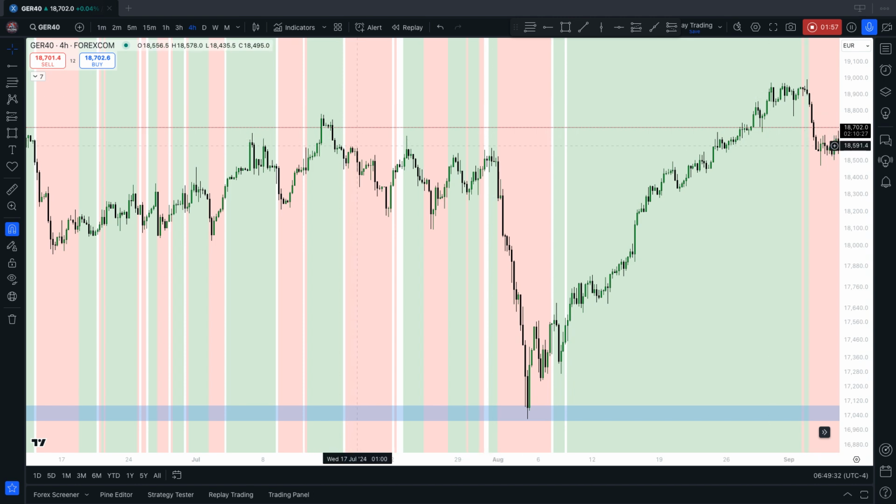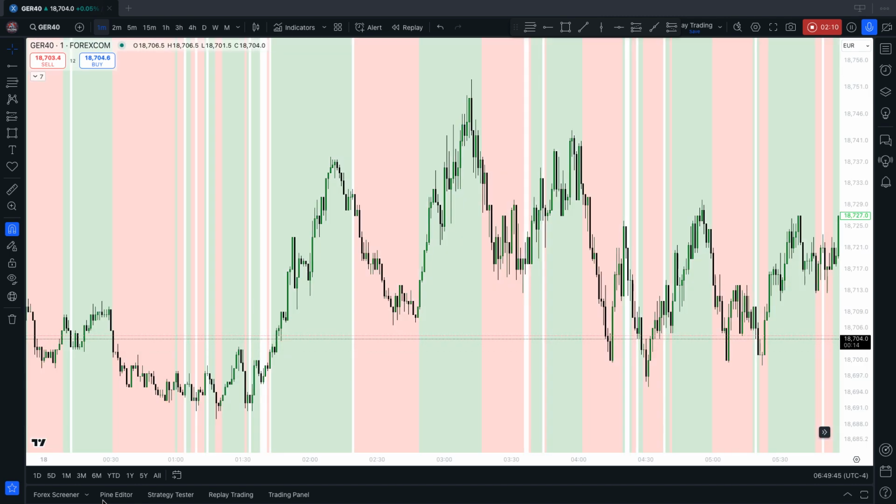So as you can see, it's quite an accurate indicator, but again, base your entries off of multiple confluences and not just rely on a single indicator, because you will get stopped out occasionally.